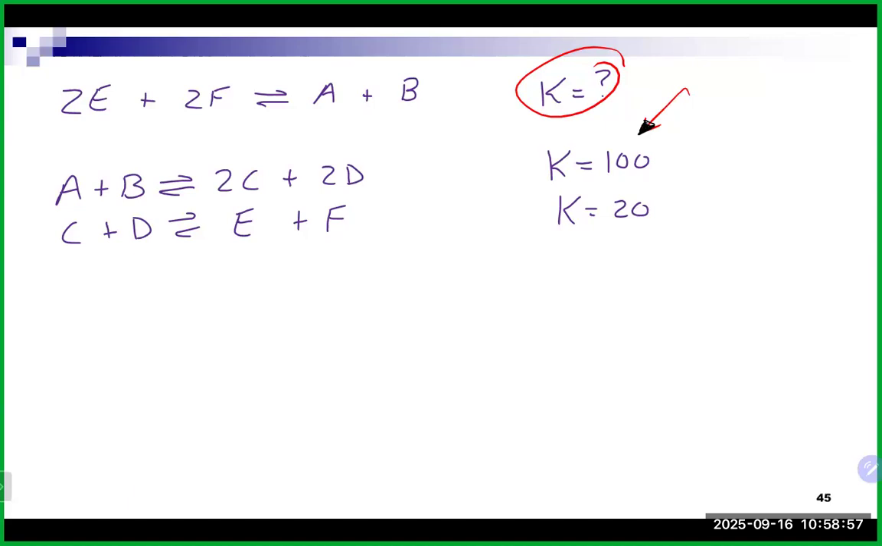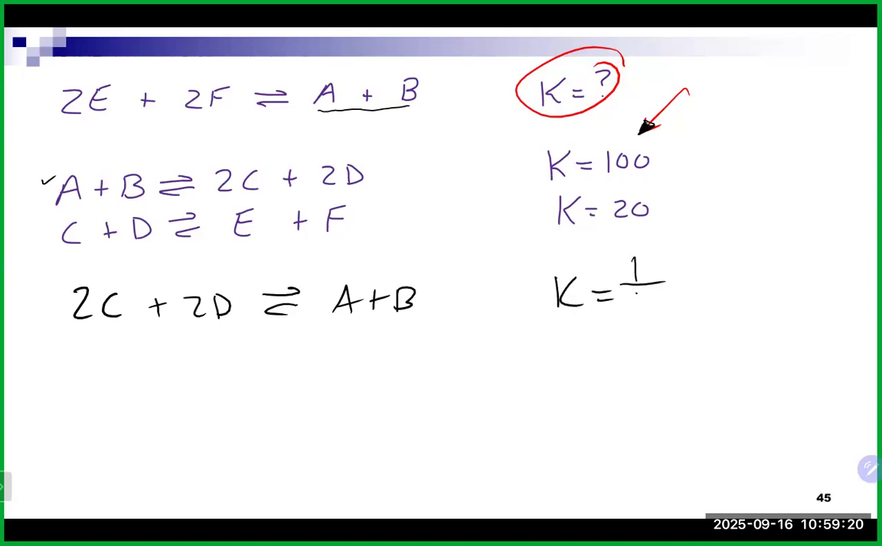So for example here, if I look at the first equation, I have A and B. That's on the left there, but it is on the right here. So I do know I need to reverse that one. So I'm just going to do that first. So we'll go 2C plus 2D goes to A plus B. Again, because I reversed it, remember, we don't change the sign. It is 1 over the K value. So I need to take 1 over the K value in this case.